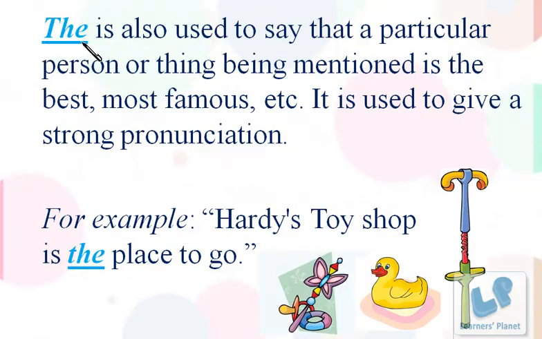Now friends, the is also used to say that a particular person or a thing being mentioned is the best, most famous, or really very grand or special. It is used to give a strong pronunciation. The over here is used when we want to emphasize something that is really very good. It is a place or a thing or a person who is worth it.